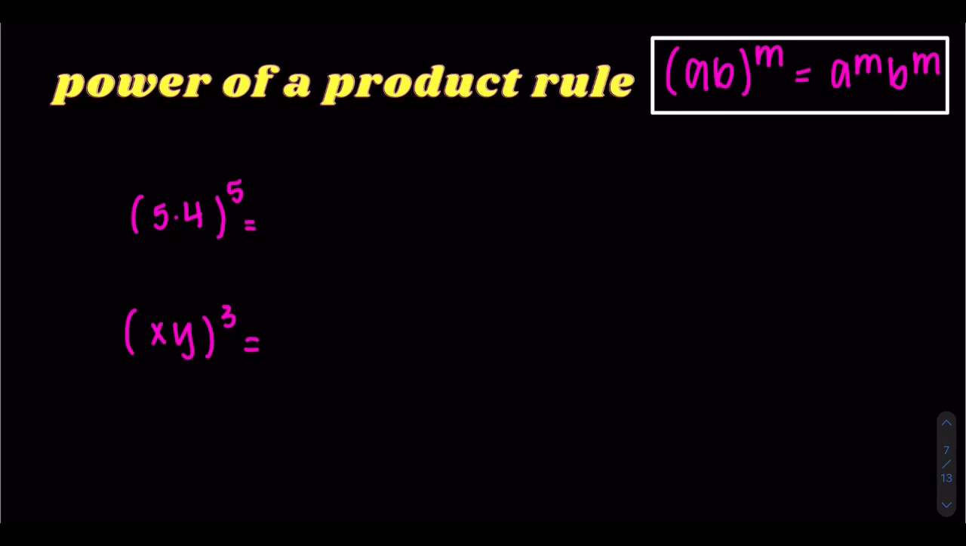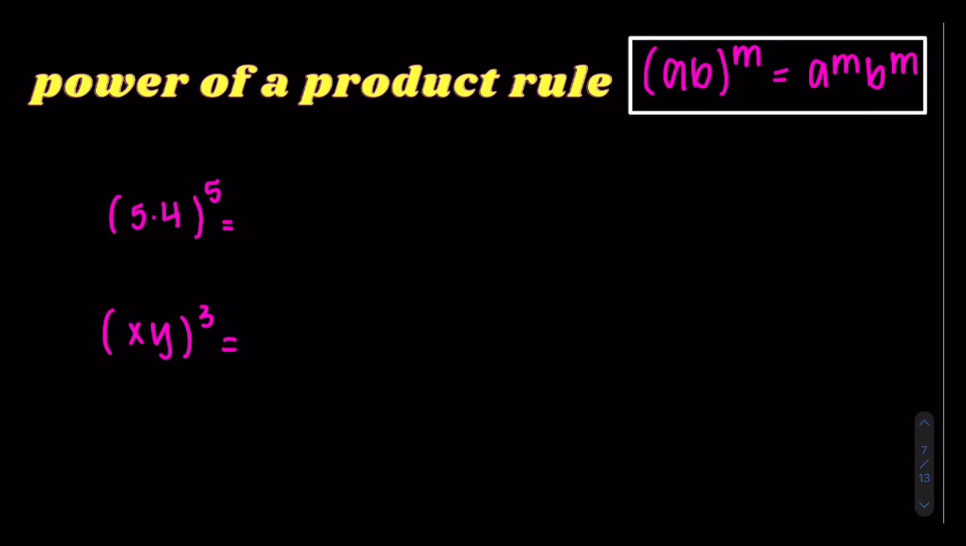In our first example, we have 5 times 4 in parentheses being raised to the 5th power. Remember that each term is to the 1st power, so we can just simply write these as 1. Then distribute our exponent 5 to each one, thus giving 5 to the 5th power times 4 to the 5th power. And this would be the simplification.